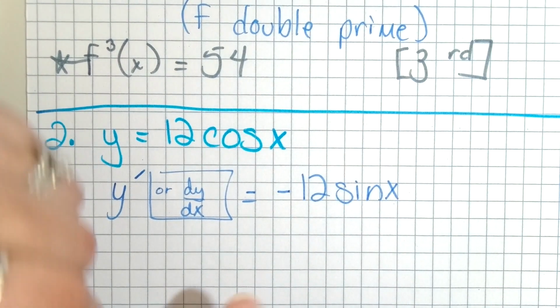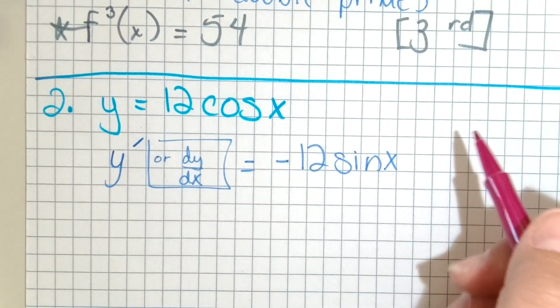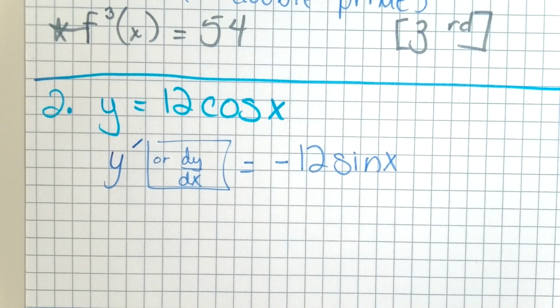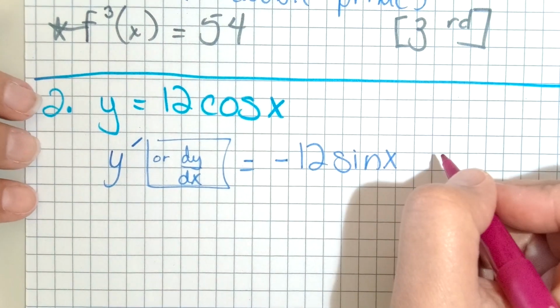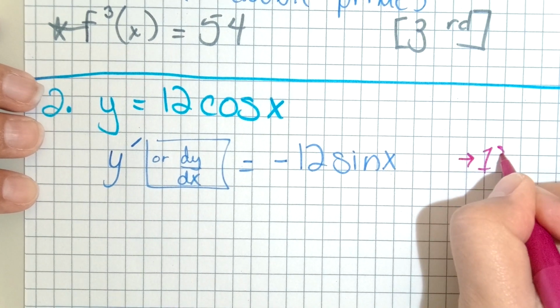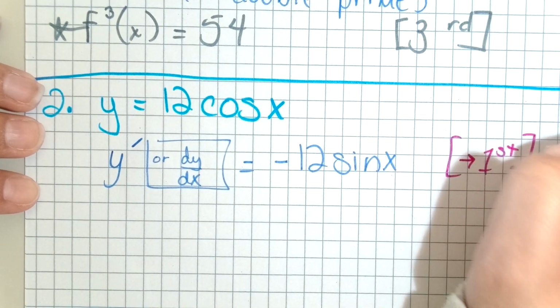If you don't have these memorized, where are they? In the orange bin if you don't have your own copy of the derivatives. Are you done? No. What is this only the first derivative of? This is the first derivative. Have I even answered the question? No.